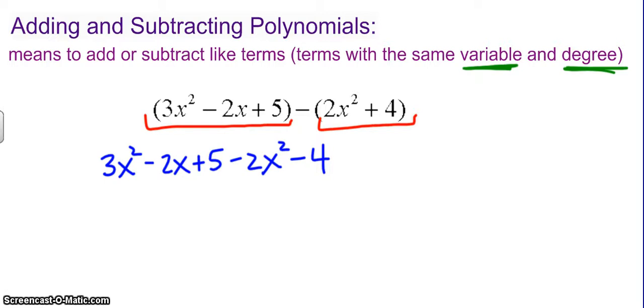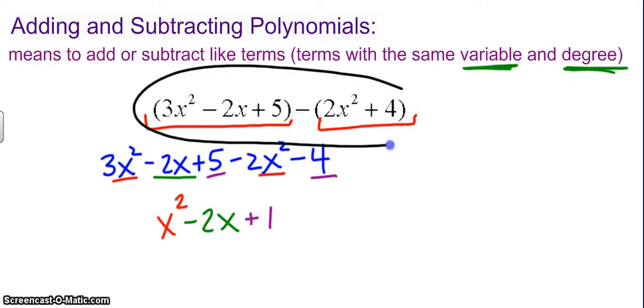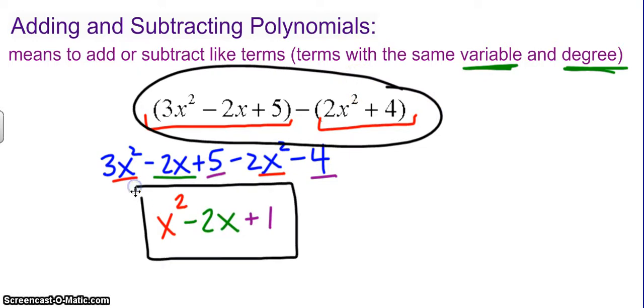Now, I need to combine like terms. Well, this has an x squared and this has an x squared. So 3x squared minus 2x squared is going to be just 1x squared. I don't have anything else that has a linear power, just x to the 1st, so I'm going to say this is minus 2x. And then this one is a constant and this one is a constant, and 5 minus 4 gives me a positive 1. So when I do this subtraction problem, my final answer is x squared minus 2x plus 1.